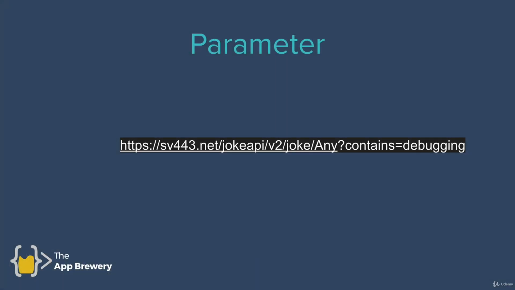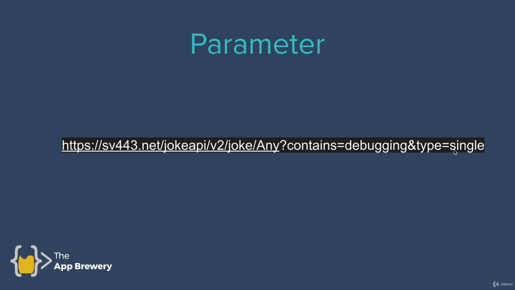So when you want to specify a parameter, remember that you need these symbols in the URL to be able to do that. The parameters come after a question mark, and then they are set as a key value pair with an equal sign in between. And if you want to have more than one parameter, you separate each of the key value pairs with an ampersand symbol.